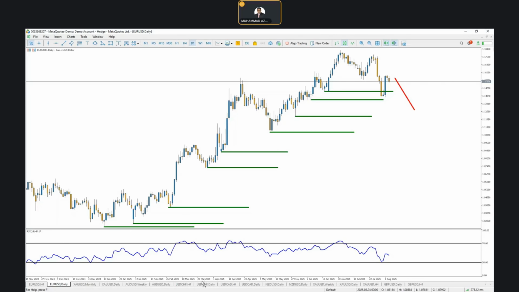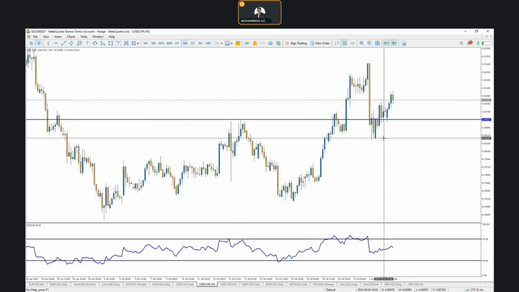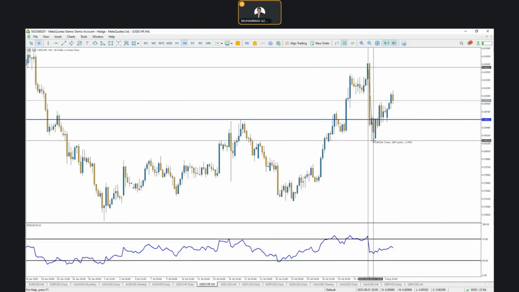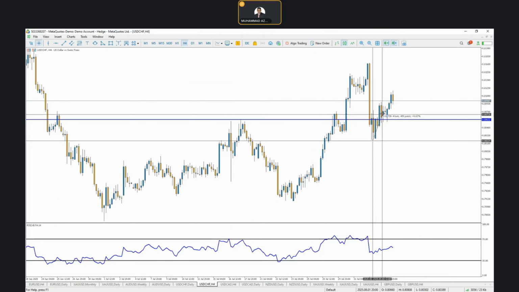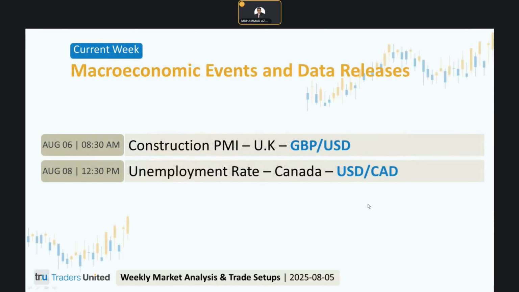Okay, next one is the US dollar versus Swiss franc. So if you check out the daily time frame, the Swiss franc just keeps going down, down, and down. However, it's trying to rise back up again. If you check out the 4-hour chart, the market is again trying to push higher. We got this big washout on Friday due to the NFP, the drop in USDCHF. It shows us that the DXY is becoming weak and the Swiss franc is becoming strong, but the market is now going back up again. Next, let us take a look at macroeconomic events and data releases for the current week.